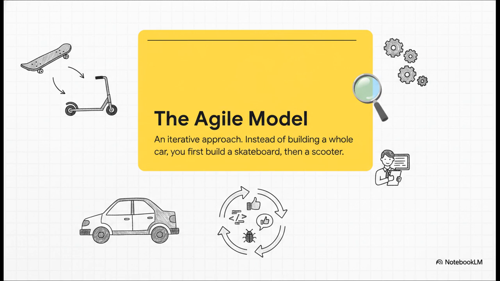Agile is not about spending a year building the perfect car and then revealing it. No way. It's about getting something that works, even if it's just a skateboard, out the door fast. Then you get feedback and you turn it into a scooter, then a bike. Then, finally, the car. It's all about delivering value in small, quick bursts and constantly adapting.